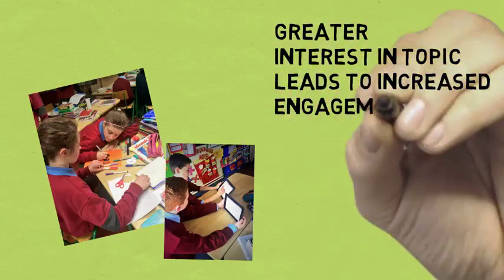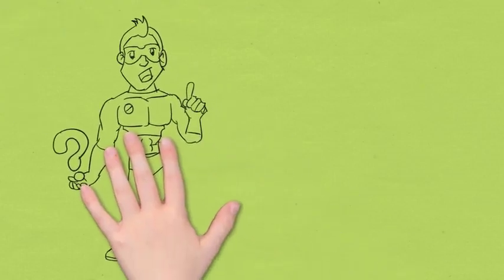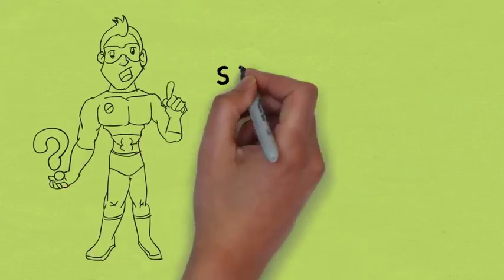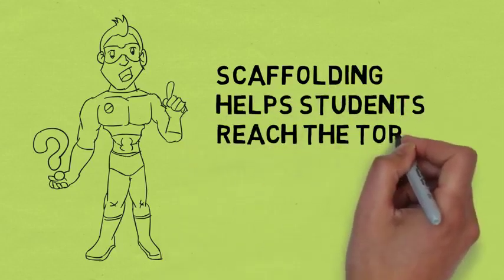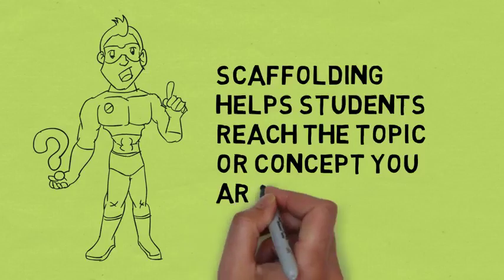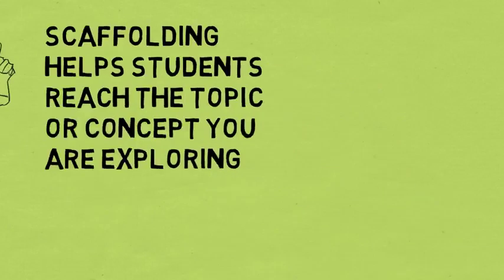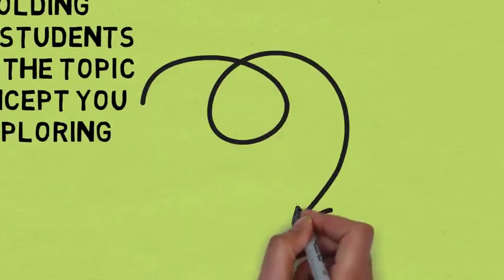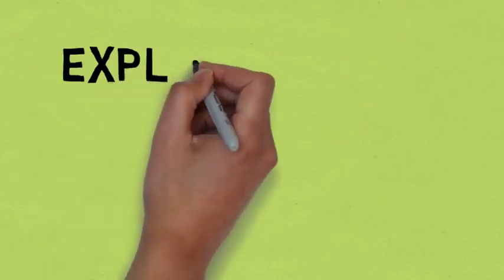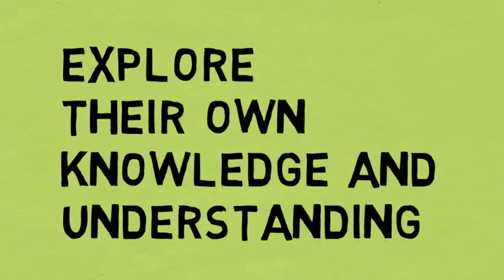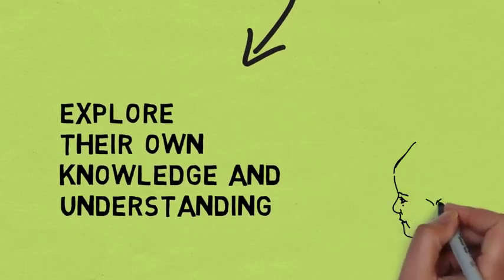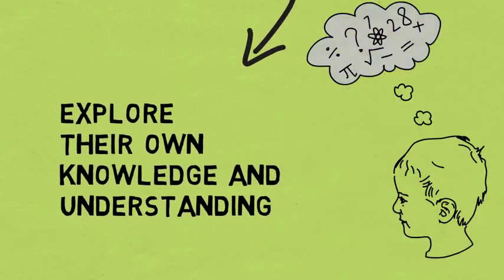At this stage, the teacher's job is to draw as much information from the children as possible. Good questioning techniques are really important here. You can scaffold questions to help the children reach the concept or topic you want them to explore, or help them delve further into their own understanding and knowledge. Here are some examples of simple strategies you could use to get the class thinking.